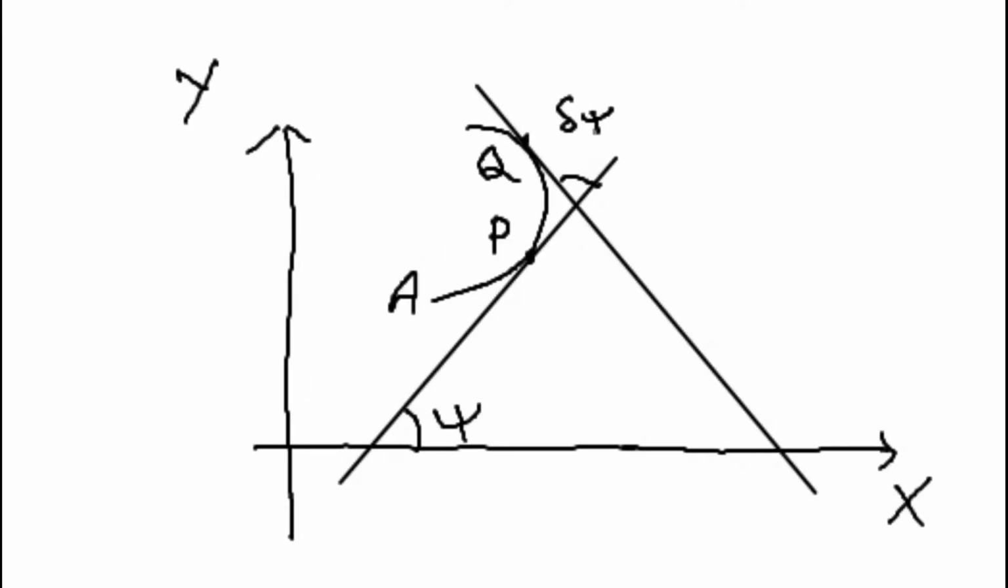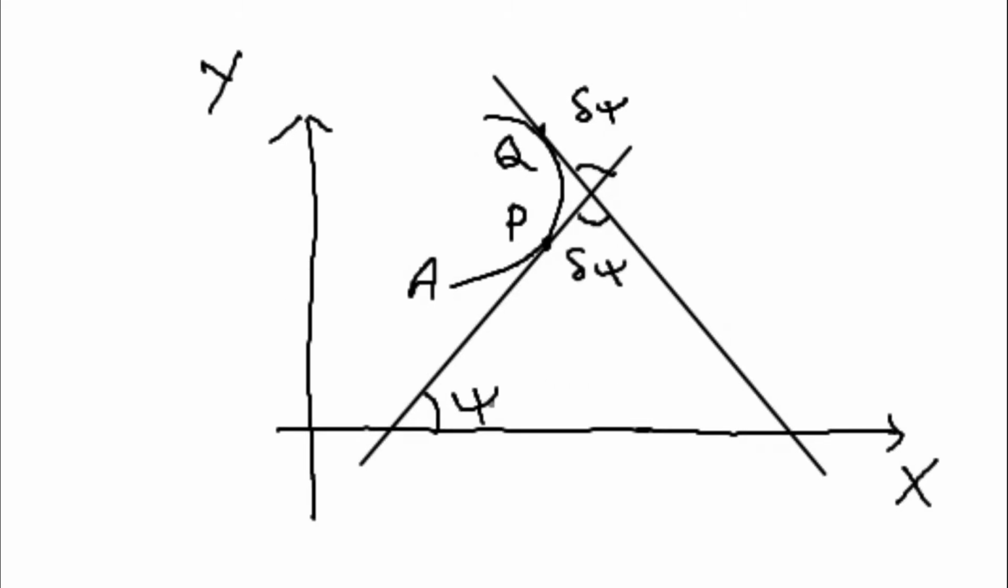If this is delta psi, then this will also be equal to delta psi because of vertically opposite angles. Now, if this angle is psi and this is delta psi, then this exterior angle will be the sum of the opposite interior angles, which will be psi plus delta psi. So that is the exterior angle we have.